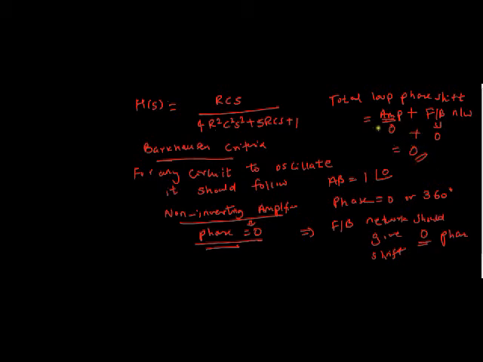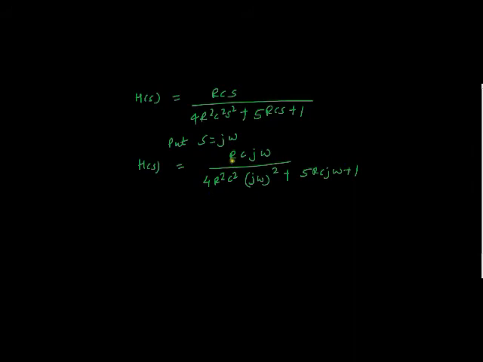So we'll see how to use this condition in order to find the other condition. Let's put s equal to j omega in this feedback network. So we'll get RC j omega upon 4R square C square j omega whole square plus 5 RC j omega plus 1. So this is nothing but RC j omega upon 4R square C square, j square is minus 1, so you'll get minus omega square plus 5 RC j omega plus 1.